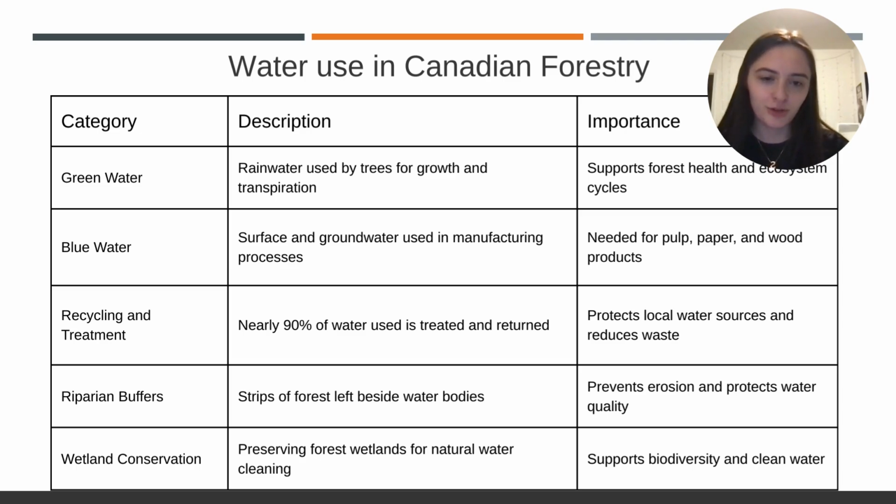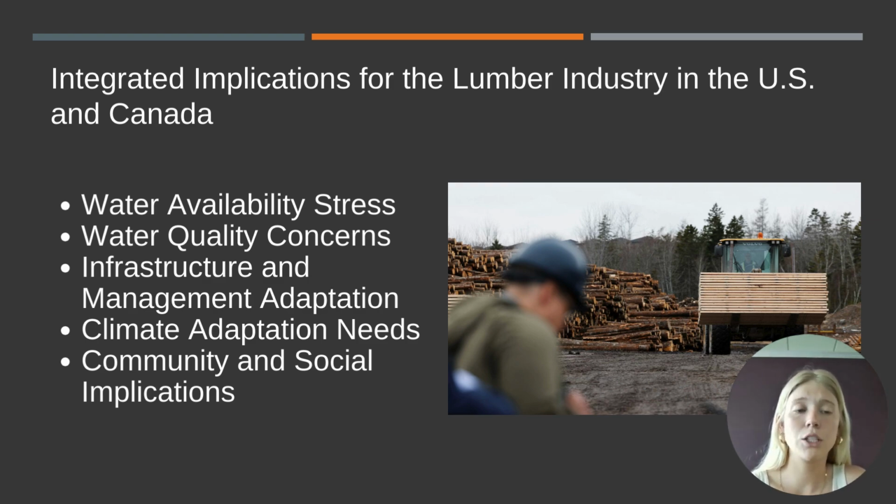Wetlands play a big role too. Forest wetlands work like natural water filters. They trap pollution, soak up nutrients, and slow down runoff. Keeping these wetlands intact improves overall watershed health, keeps the water clean, and reduces the need for man-made water treatment in forestry.